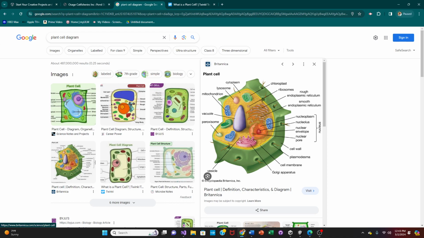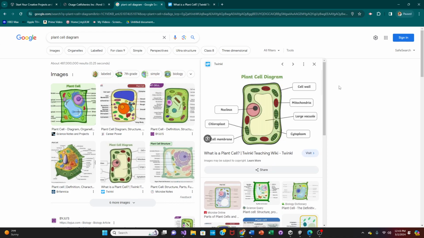So I chose the 7 parts on this cell diagram. So I'm going to include a cell wall, mitochondria, the large vacuole, the cytoplasm, the cell membrane, the chloroplast, and the nucleus. So those are the 7 plant parts that I'm going to focus on in my game.